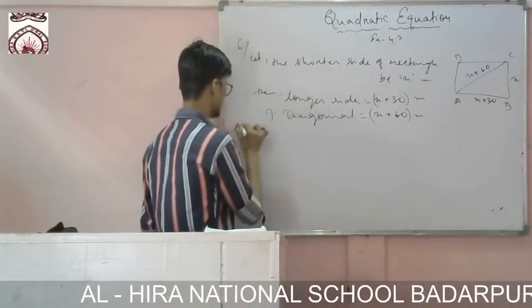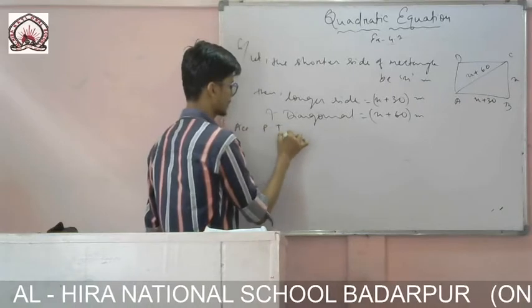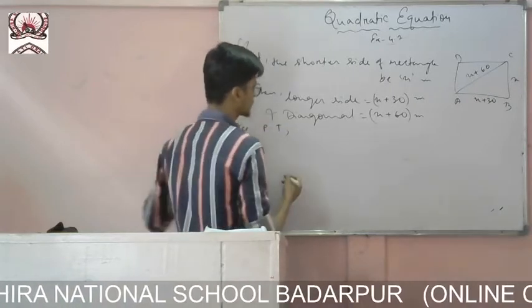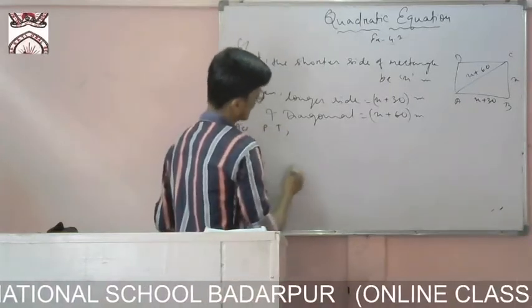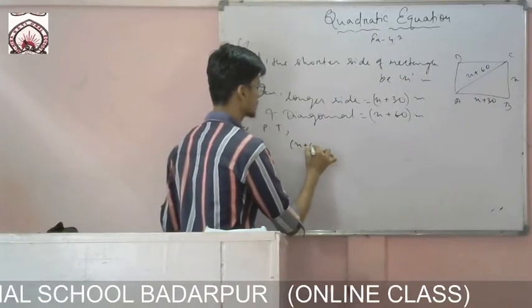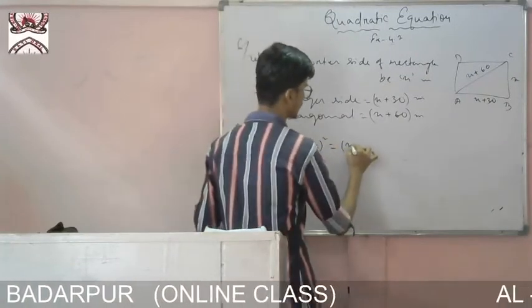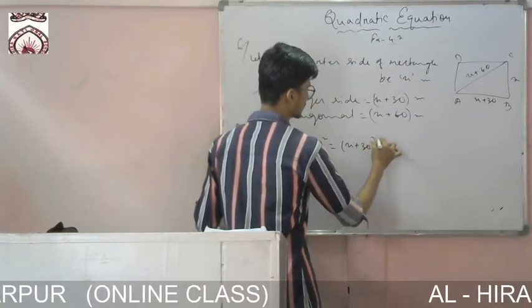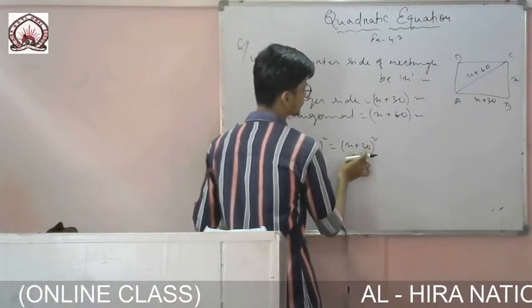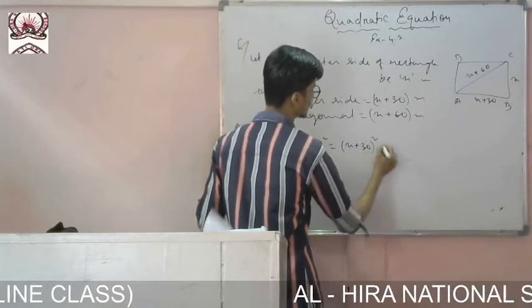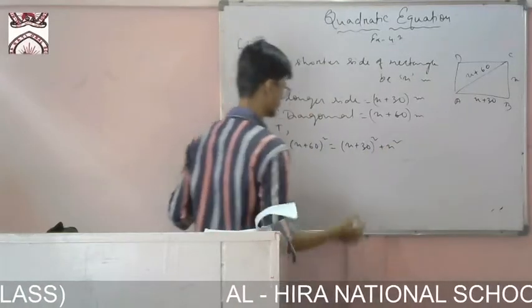According to Pythagoras theorem, the diagonal square, that means (x + 60) squared, will be equal to the sum of the squares of the other two sides, no? So this one, (x + 30) squared plus x squared.